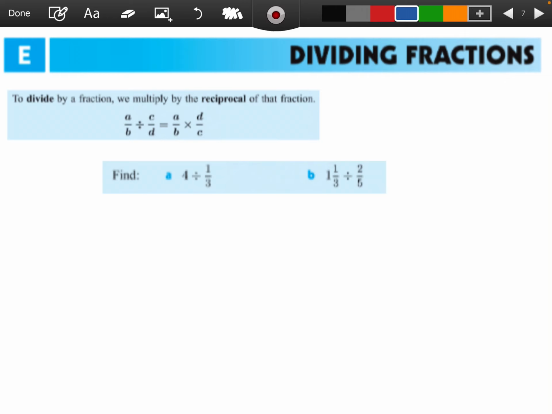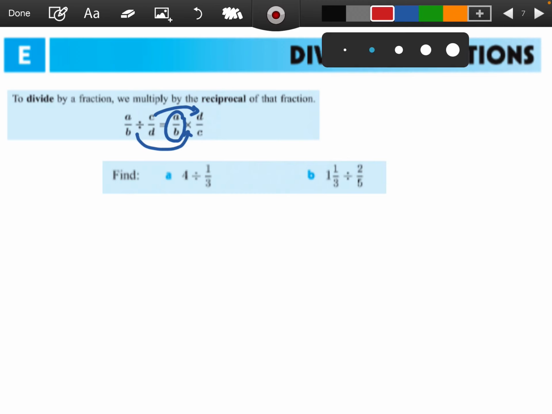And finally, dividing fractions. So to divide by a fraction, we multiply by the reciprocal of that fraction. So you'll see here a over b divided by c over d. A over b remains unchanged, and c over d becomes d over c. So we just flip the top and the bottom, we flip the numerator and denominator, and then the division becomes multiply. So what do we do if we have a whole number? How do I make a whole number into a fraction? Really simple, you put that whole number over 1 and you've got yourself a fraction.